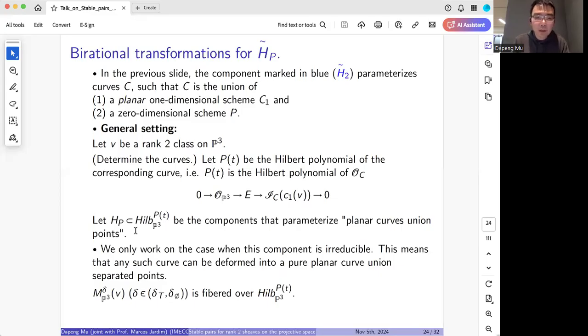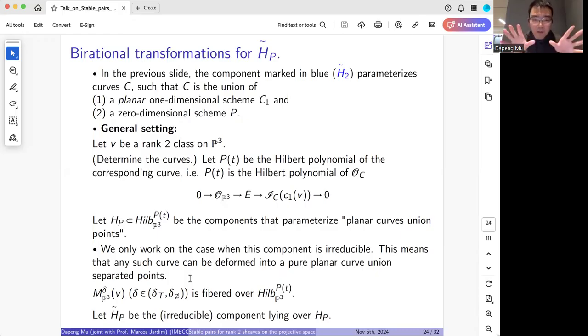Okay, so we know that for some delta in the very last chamber, the moduli space of pairs is fibered over the Hilbert scheme. In particular, I denote by HP tilde the component lying over HP. Remember HP parameterizes planar curves union points. In this case, it is also irreducible in the moduli of pairs lying over HP.